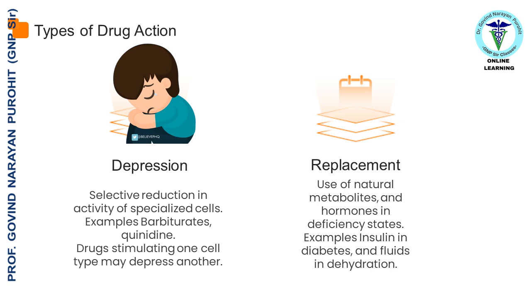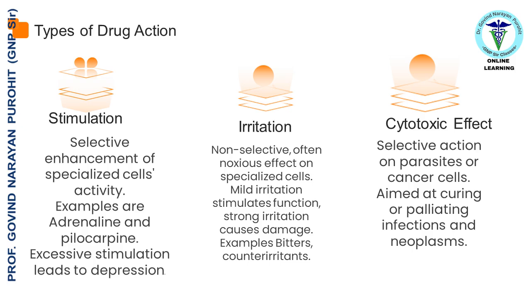The second type of drug action is replacement, which is the use of natural metabolites and hormones in deficiency states. Examples: insulin in diabetes and fluids in dehydration. Other types of drug action include stimulation, which means that the drug causes a selective enhancement of specialized cells' activity. Examples: adrenaline. Other types include irritation, which is non-selective effect on specialized cells, and cytotoxic effect, which causes a selective action on parasites or cancer cells.